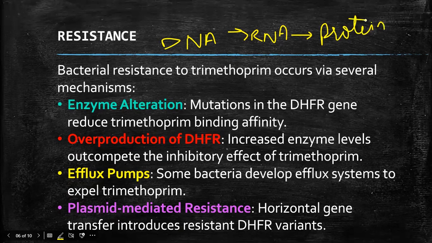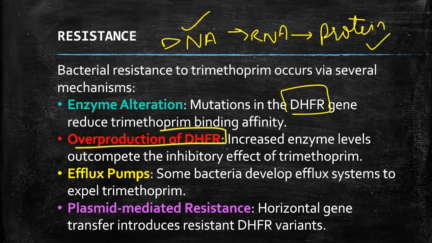So if there are mutations in the DNA, then there will be modification in the protein, or you can say enzyme. In our case, that will be dihydrofolate reductase. And ultimately, due to the mutations in dihydrofolate reductase, trimethoprim will not bind to that enzyme, and trimethoprim cannot stop the pathway of folic acid synthesis inside the bacteria. Next is overproduction of dihydrofolate reductase.